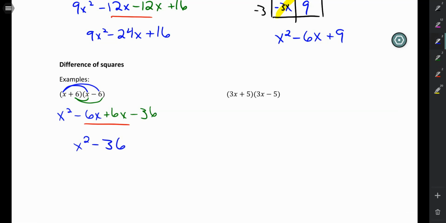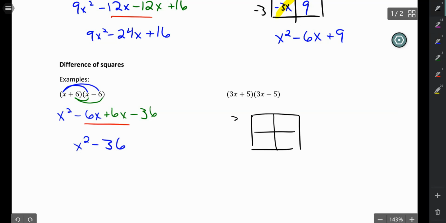And now you can see why it's called a difference of squares, because here's a square. Obviously, it's got a square on it. And 36 is a square number. It's 6 times 6. Okay, that's called a difference of squares. Let's take a look at that in the box.